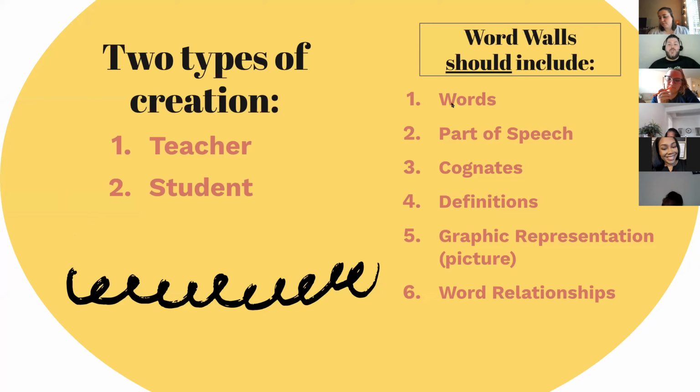Word walls should include words, of course, parts of speech for those words, cognates or translations, definitions, and a graphic representation. Usually a picture. Students can draw. They can show their creativity in that way. And also, if possible, word relationships. If you come to our academic vocabulary session, we introduce you to an activity where we're connecting words and ideas and having students explain them.